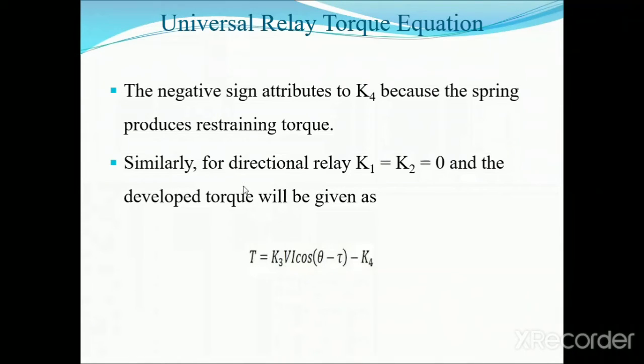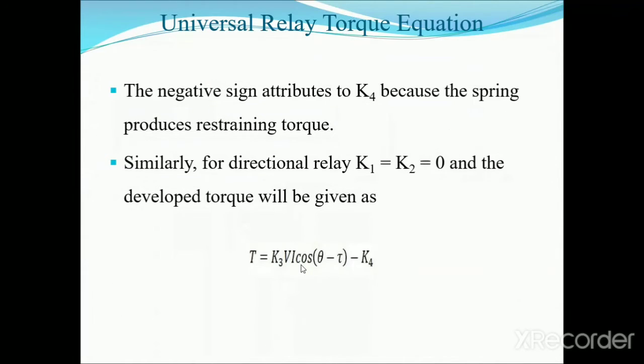That's why in the case of a directional relay, the current constant K1 is equal to 0 and K2 is equal to 0. There is no current and voltage winding in the case of a directional relay. The torque produced in the directional relay will depend upon the direction of the power.